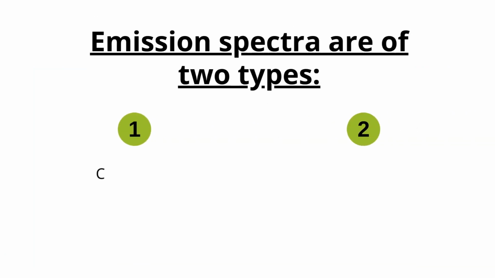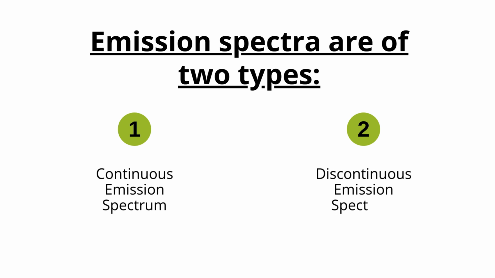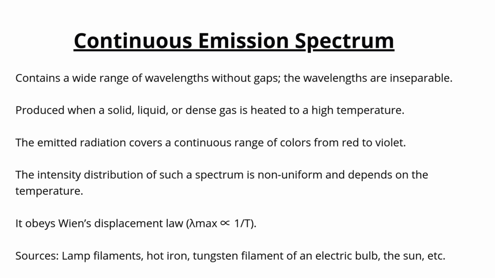Emission spectra are of two types: continuous emission spectrum and discontinuous emission spectrum. Continuous emission spectrum contains a wide range of wavelengths without gaps. The wavelengths are inseparable. Produced when a solid, liquid, or dense gas is heated to a high temperature. The emitted radiation covers a continuous range of colors from red to violet. The intensity distribution of such a spectrum is non-uniform and depends on the temperature. It obeys Wien's displacement law, lambda max proportional to 1/T. Sources: lamp filaments, hot iron, tungsten filament of an electric bulb, the sun, etc.